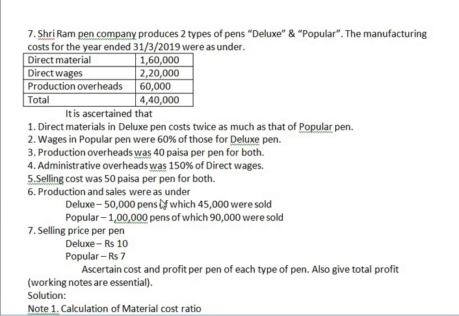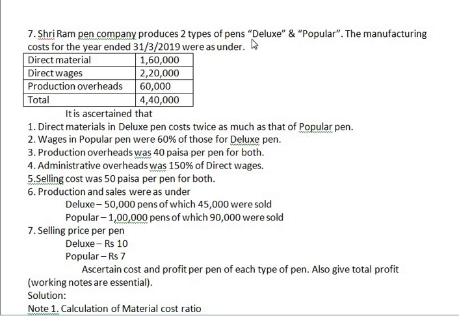Production and sales: under deluxe 50,000 pens, of which 45,000 were sold; popular 1 lakh pens, of which 90,000 were sold. Selling price per pen, deluxe is rupees 10, popular rupees 7. Ascertain cost and profit per pen of each type of pen. Also give total profit. Working notes are essential. So this is the problem.